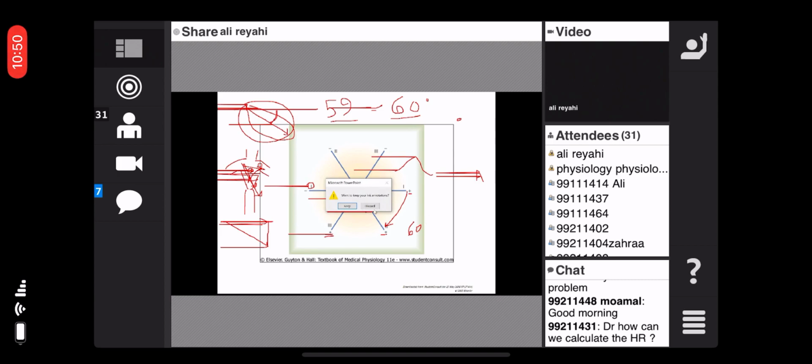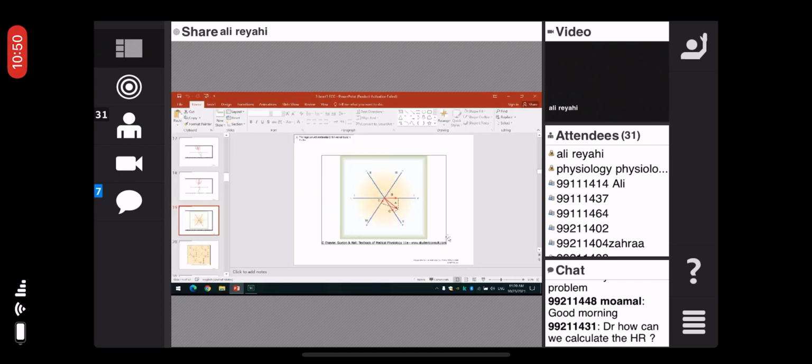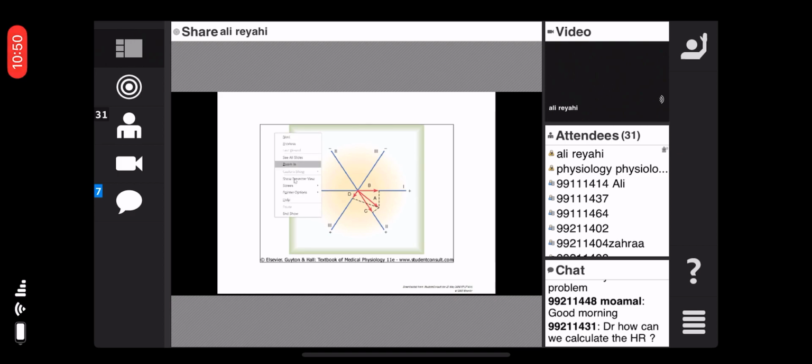So with these simple rules, we can calculate the electrical axis of the heart using only 2 of 3 bipolar limb leads. By 1 and 2, or by 2 and 3, or by 1 and 3, we can calculate the heart axis. And also we know that there is this relationship, 1 plus 3 would be equal to 2, the Einthoven rules.